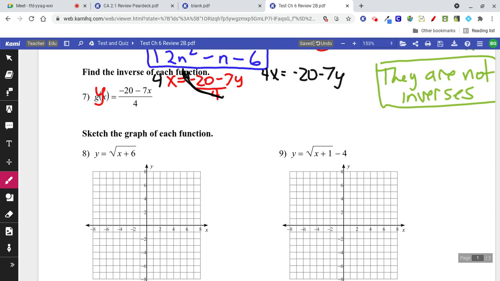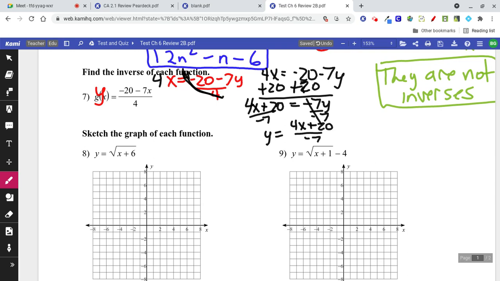What are we trying to do? Isolate the y. I'm going to add the 20 over. Now notice those are not like terms, so don't say 24x. They're not like terms. You're just going to have 4x plus 20 equals negative 7y. And then divide by the negative 7. We're trying to get y by itself. Okay, and now we've got it. We've got y equals 4x plus 20 over negative 7.